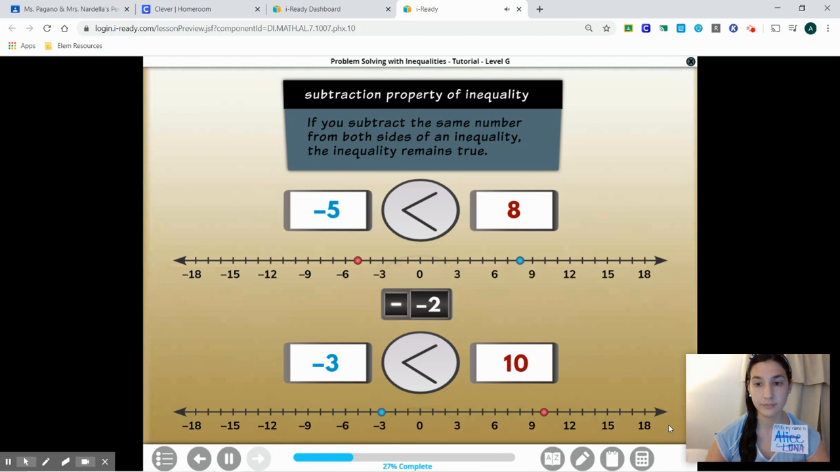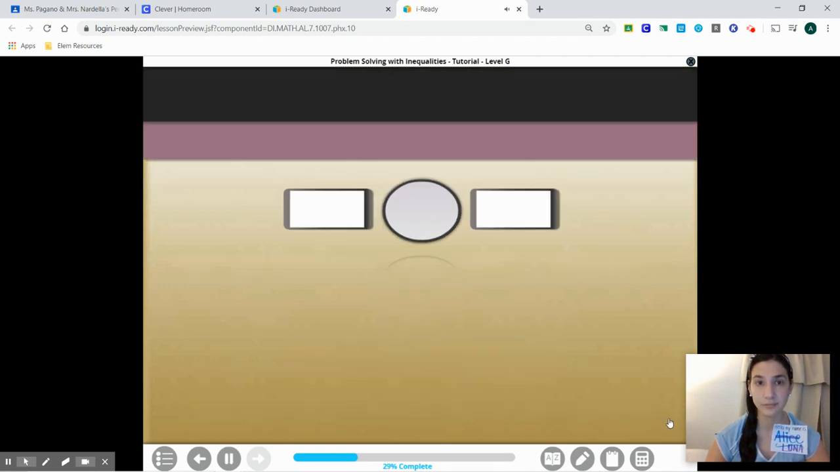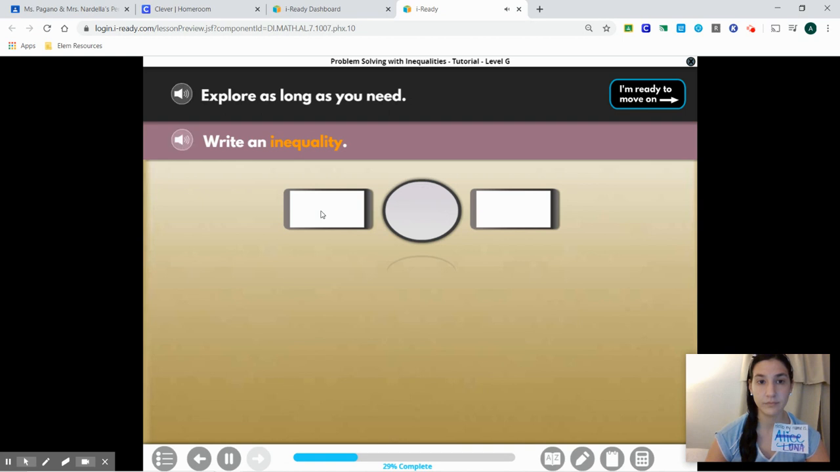Awesome. On to multiplication. Let's go. Make sure you use a wide variety of examples, and let me know when you think you figured out the effects of multiplying both sides of an inequality by the same number, positive or negative. Explore as long as you need.